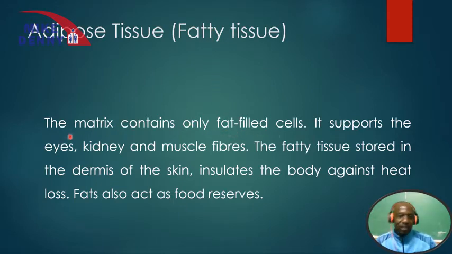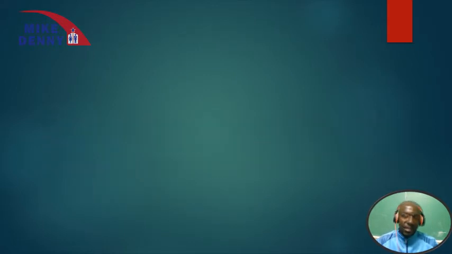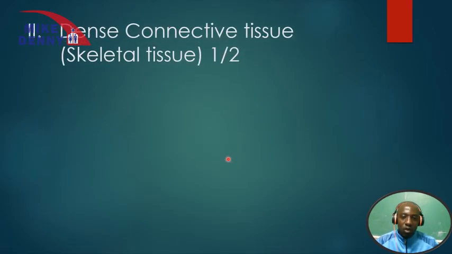And these fat cells are found in the eyes, the kidney, the muscle fiber. This fat tissue is also stored under the skin. If you can recall the structure of the skin, the dermis of the skin, it stores fats. And these fat reserves in the skin help to insulate the body against heat loss. And we said that the fats also store food reserves. It means they also store food.